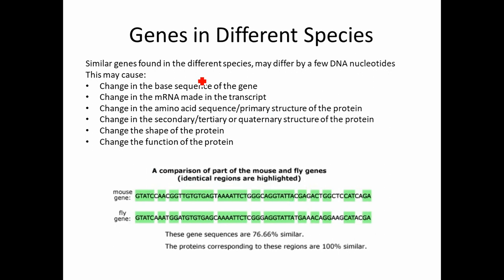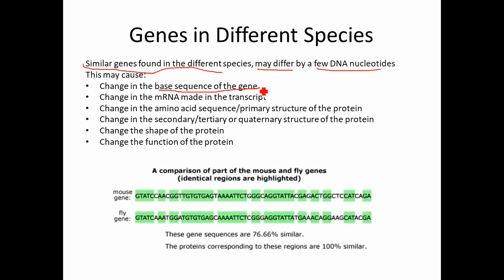So with these genes in different species, similar genes can be found in different species. And these genes may differ by a few DNA nucleotides. So those letters that encode DNA, the A, the T, the C, and the G, those similar genes found in different species will only differ by a few of those letters. And these differences in these letters can cause, for example, a change in the base sequence of the gene.